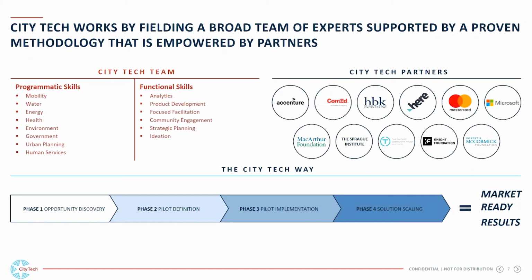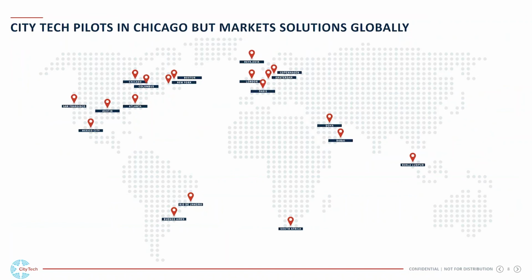And then in phase 4, we think about how the solution can be scaled across Chicago, likely by our private sector partners, and then taken to cities around the world. The goal is to produce market-ready results that our partners can scale both locally, regionally, nationally, and finally globally. And we're excited with the opportunity to present some of these solutions to all of you, so that we have an opportunity to think about how some of the solutions already that we've created can be taken to your cities.